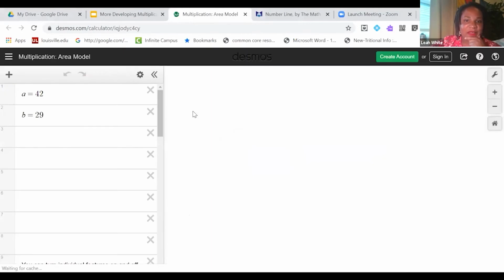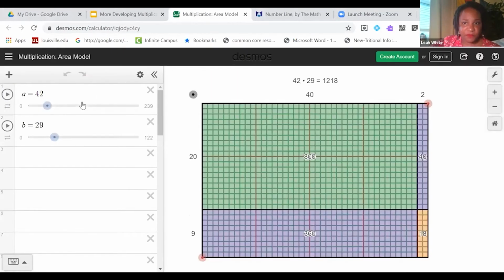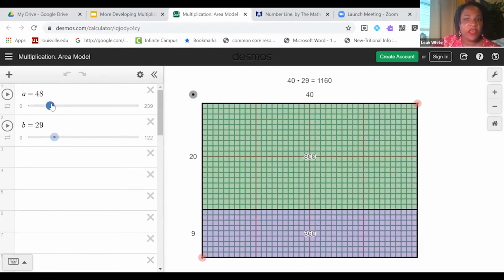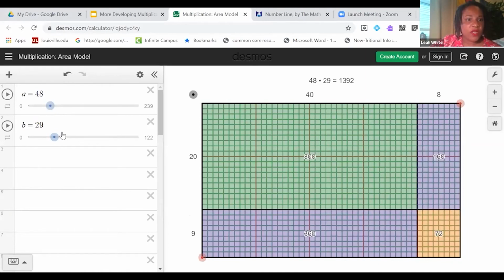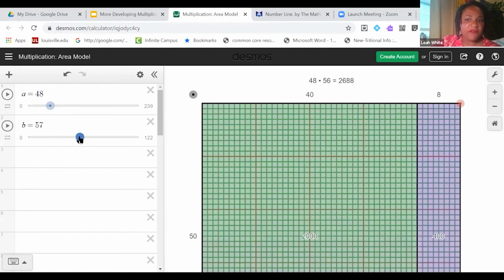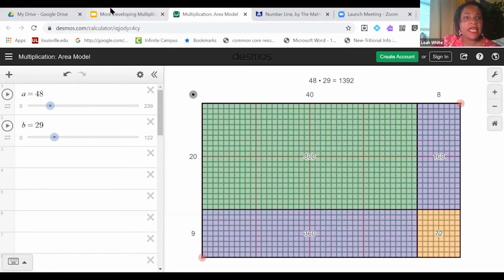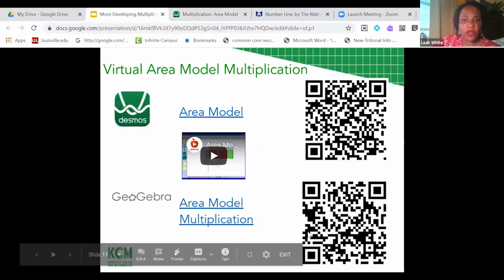What I like about this model is that if you're multiplying 2 digits by 2 digits, it has a slider here that you can check, and it gives a visual of the products. And so once again, you can have your students look and see how the pieces align together. And that was just from Desmos, and I have that QR code there.